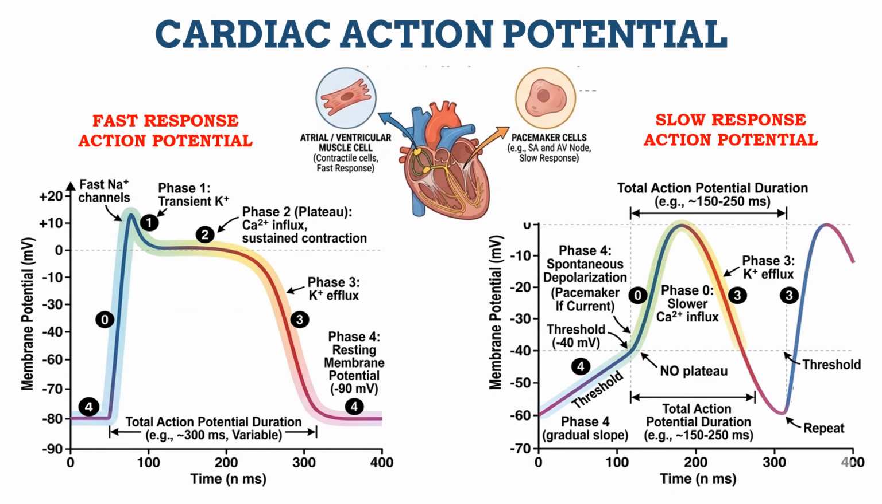Not all cardiac cells behave the same. The heart contains two fundamentally different electrical cell types, fast and slow response cells. The fast response type occurs in contractile cells of the atria, ventricles, and Purkinje fibers. It is specialized for rapid conduction, ensuring synchronized contraction of the heart chambers. The slow response type is found in pacemaker cells of the sinoatrial SA and atrioventricular AV nodes. It initiates the heartbeat and regulates its rate.